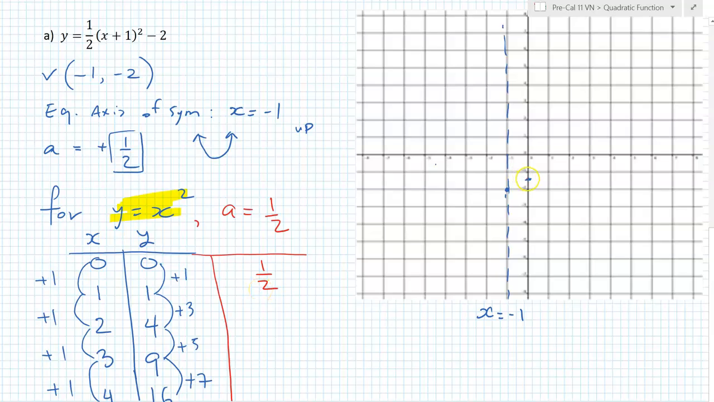So I'm going to go over 1 again, because every time x goes over by 1, we're going to go up by 1.5, or 3 over 2. The next pattern is 5 over 2. The next pattern would be 7 over 2. So I got 1, 2, 3, and then the next one again, go over 1, and this time you're going to go up 2.5, which is right there.